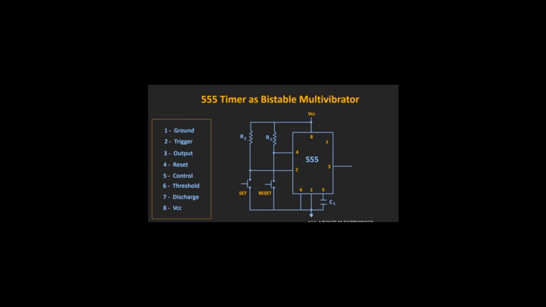In this circuit, the threshold pin is connected to the ground terminal, and through resistors R1 and R2, the trigger and reset pins are connected to the supply voltage. Now, whenever the set and reset switch is pressed momentarily, the trigger or reset pin will get connected to the ground terminal. By controlling the input at this trigger and reset pin, we can control the output of this timer.